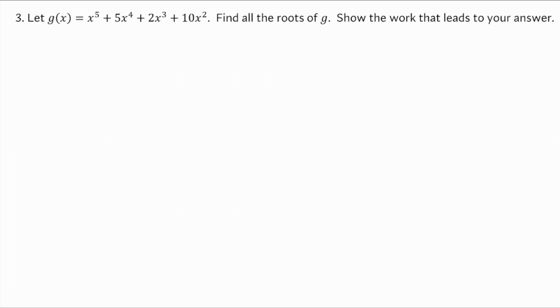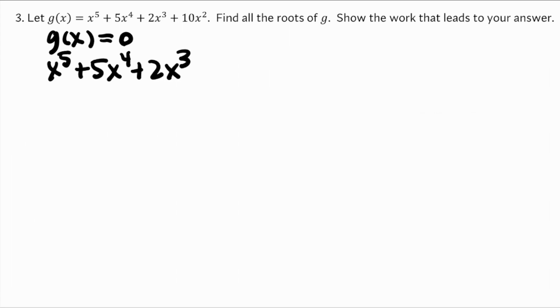This next one is find all the roots of this 5th degree polynomial, so we're expecting to find 5 of them, if we're including multiplicities and complex roots. And it looks potentially factorable because that 1 to 5 and 2 to 10 ratio seems constant, but I'm going to start by factoring out a greatest common factor. And if I want the roots of g, I want where g of x equals 0. Okay, so I'm going to have x to the 5 plus 5x to the 4, plus 2x to the 3, and plus 10x to the 2 equaling 0.